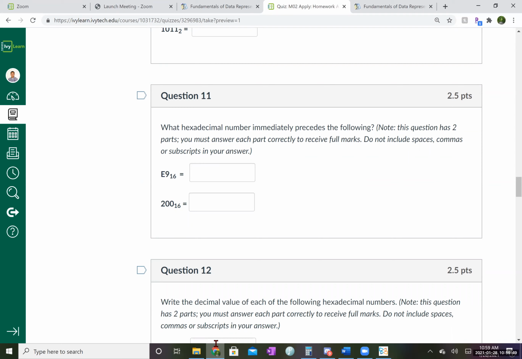199? Is that correct? You have the hexadecimal here, not the decimal, right? So which comes right before the 200 here in hexadecimal? What do you think?